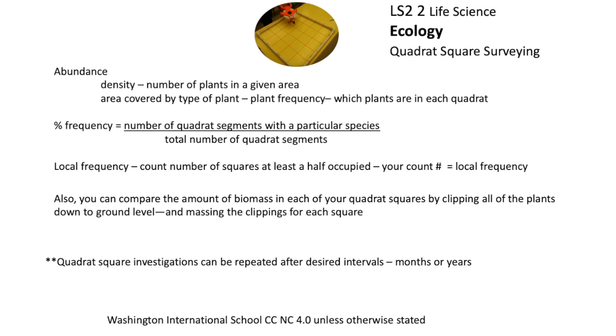You could compare biomass by clipping right down to ground level and massing the clippings for each square, and you've got to bag them and label them really carefully. Quadrat square investigations can be repeated after desired intervals, maybe hours, but more likely weeks, months, or years, to give a look at a changing ecology.